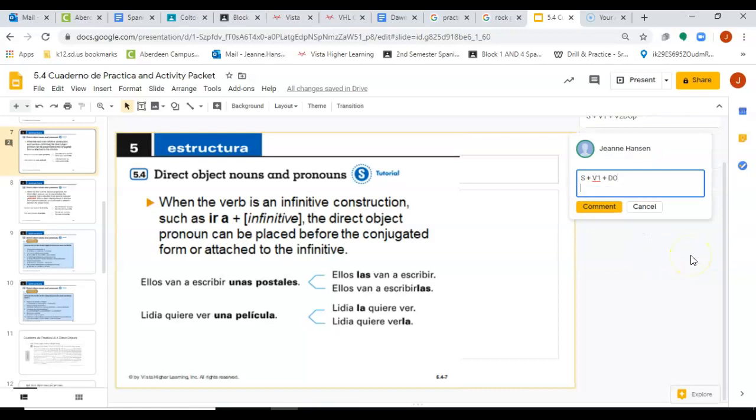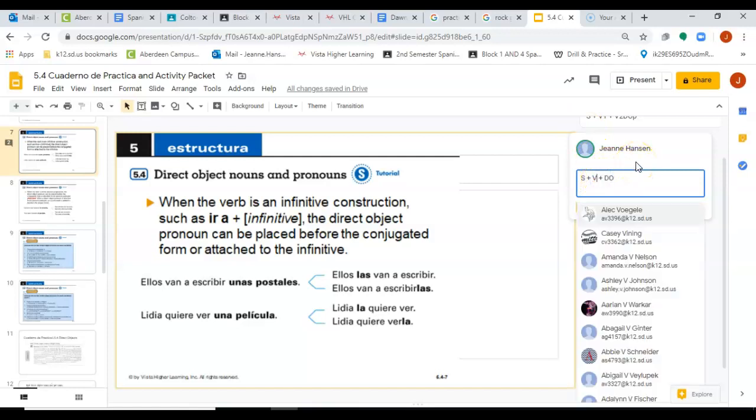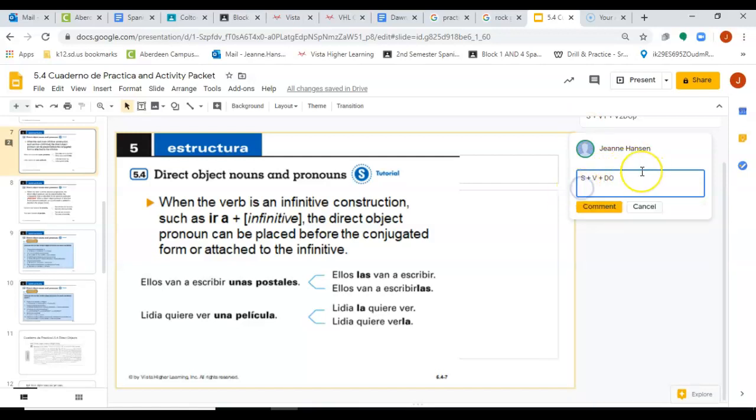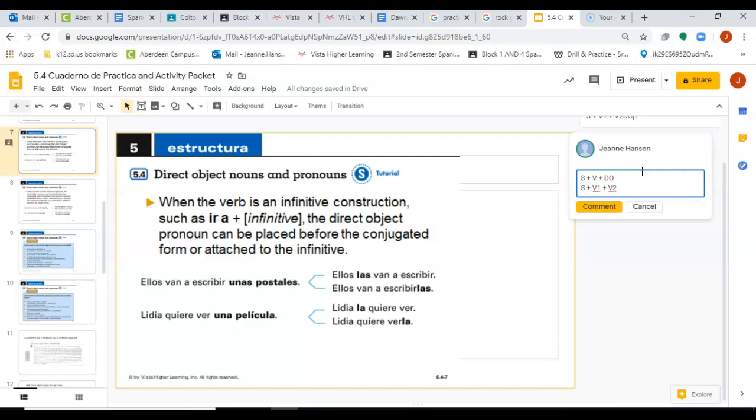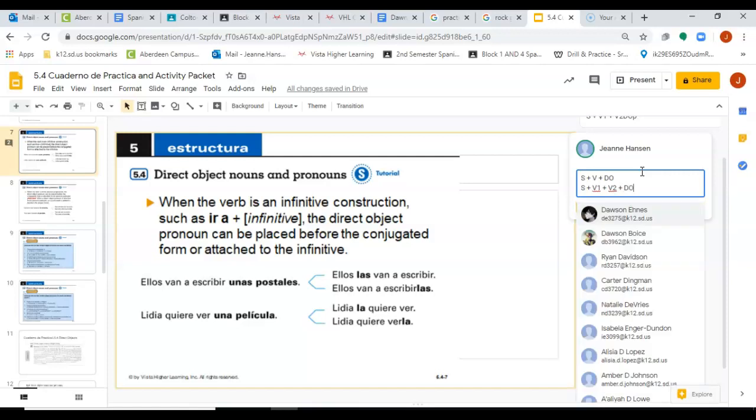Okay, yay. So, just showing you, that's the pattern that we would have if it was just one verb, right? If we have two verbs and it's still a direct object and it's a noun, we're still going to keep that same pattern, okay?